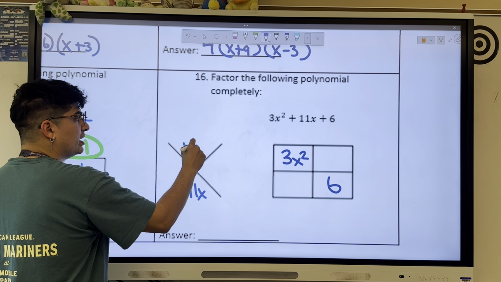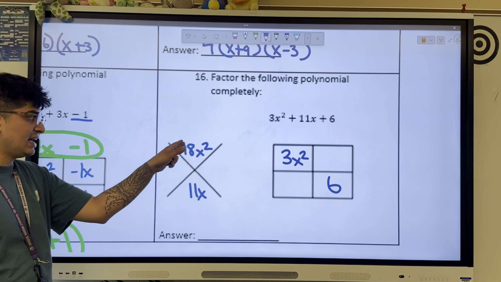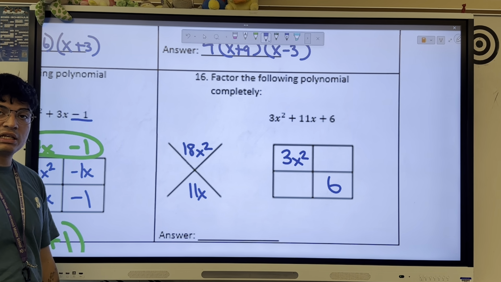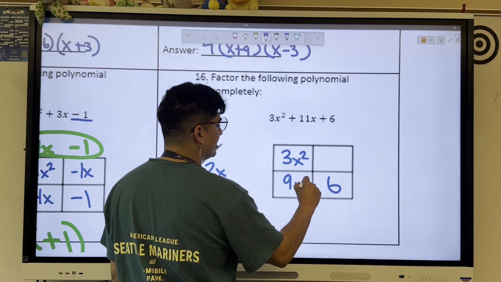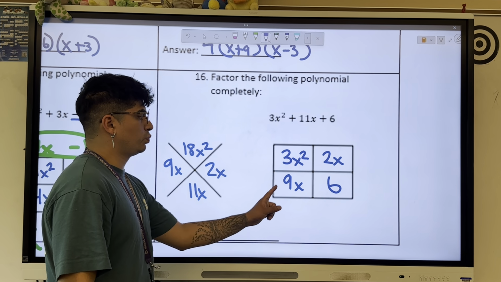And this is where the puzzle comes in. Again, I feel like I'm always asking this question: two numbers that multiply to make 18 add up to make positive 11. In which case, it's going to be 9x and 2x. 9x, 2x. Okay, what can I start factoring out?